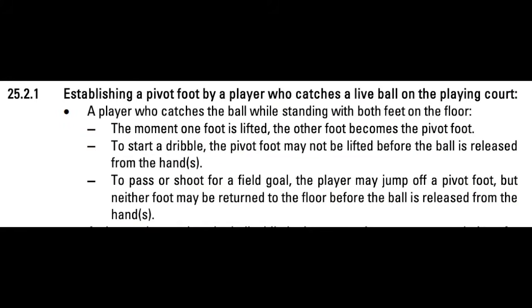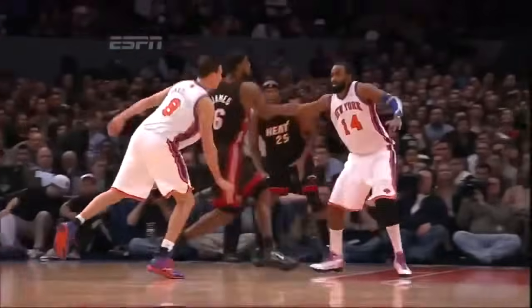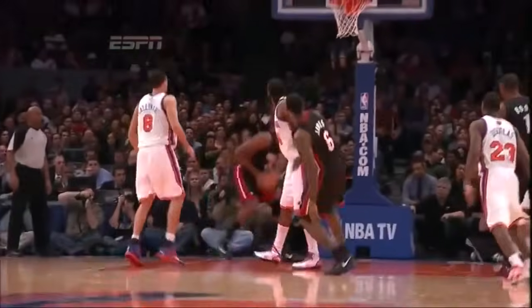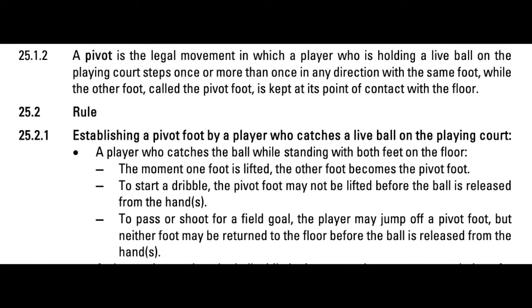When we look at passing or shooting, you can leave your pivot foot, so you can jump to make a pass or jump to go for a shot. However, that ball has to leave your hands before you return to the floor. So if you jump for a shot, don't like the look, and you land, travel. If you jump, can't make a pass to a teammate and land, travel. However, if the ball leaves your hands on the jump pass or on a shot, there is no travel.